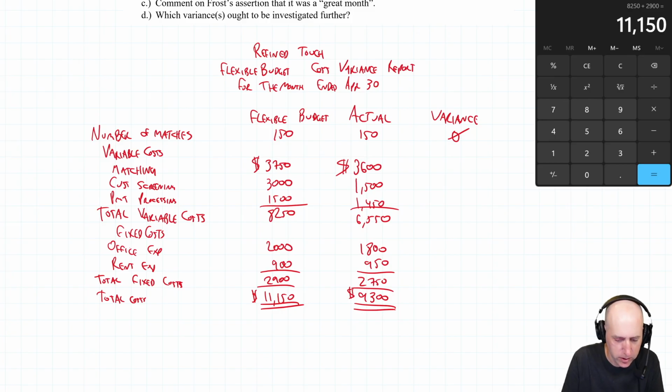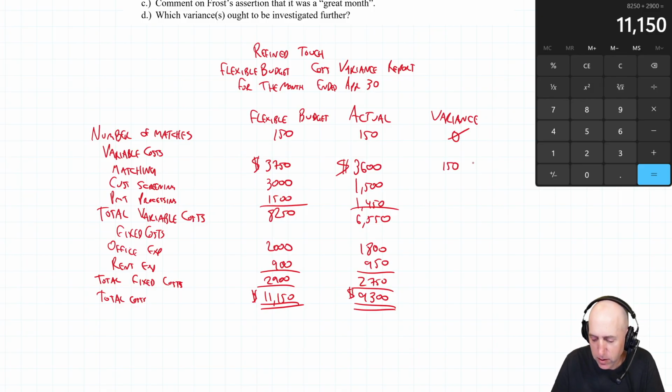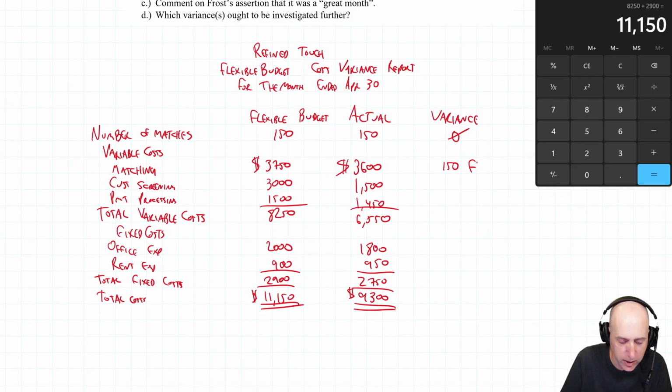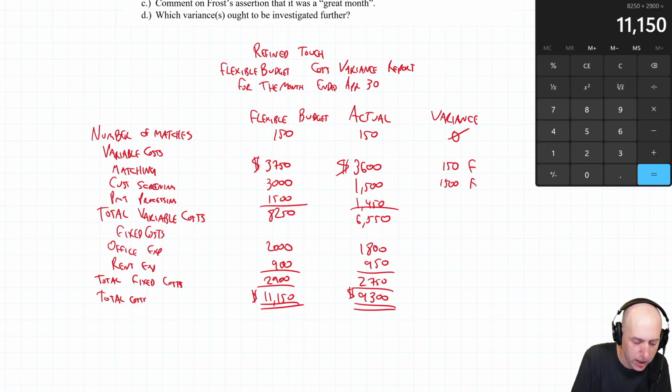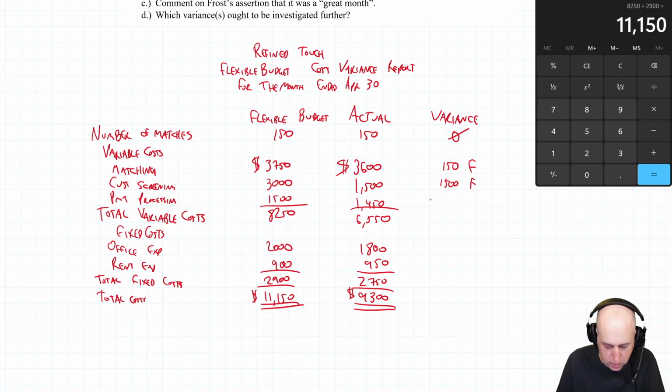So let's just compare the two numbers. Based on flexible budget, we would expect matching cost to be $3,750. They were actually $3,600. It's $150 variance, and it's favorable. Our actual costs were lower than what you would expect. Customer screening, $1,500, very favorable there. Payment processing, $50 to the good.